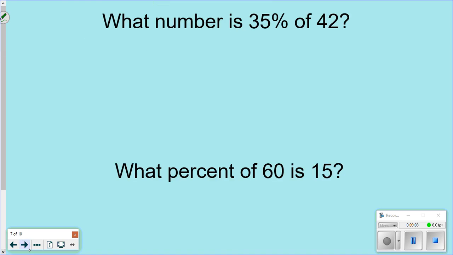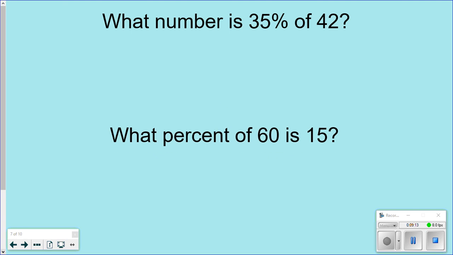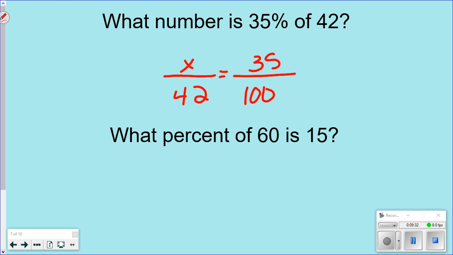All right, why don't you also try these two yourself? Go ahead and pause me. Try these two yourself, and then I'll show you the answers. Okay, so for the first one, it should be set up like this. 42 times 35 divided by 100 is 14.7.